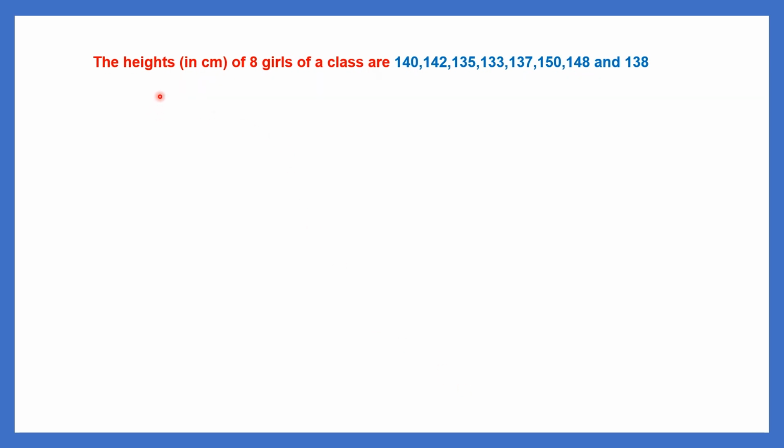So again here we need to have all the heights. Now to find the median height, first thing is we have to put them in ascending order. So here let's look at all these numbers and look for the smallest number here. The smallest number here is 133. So let's strike that off and write 133 here. Then we have 135 and 137.